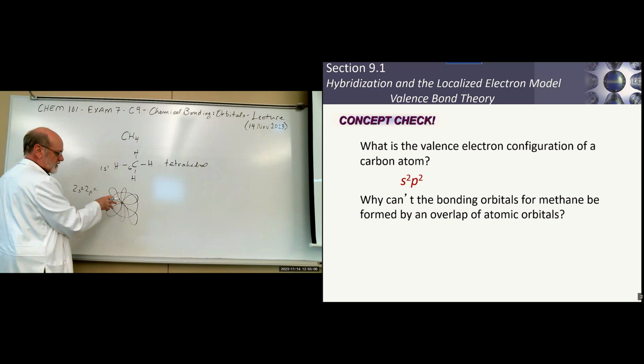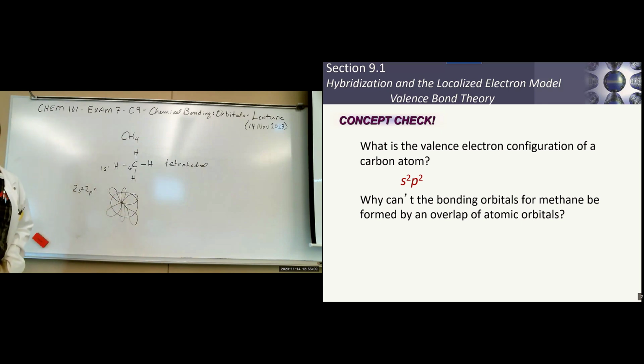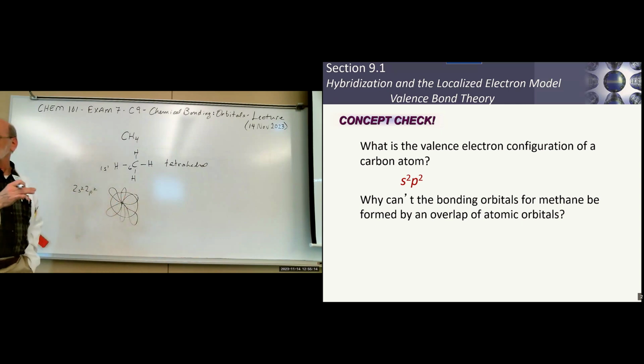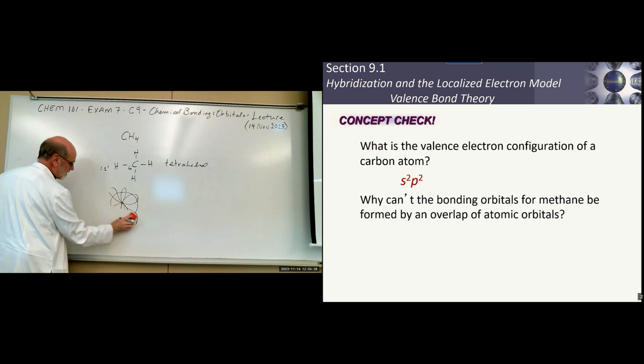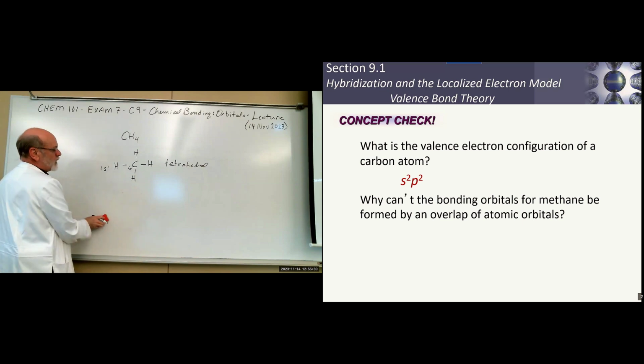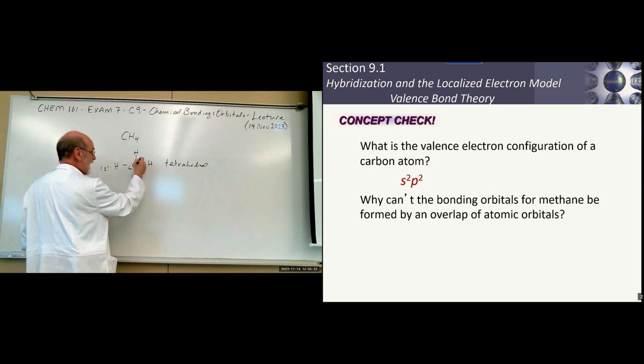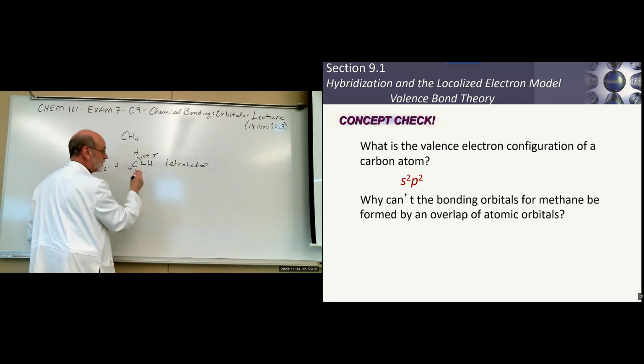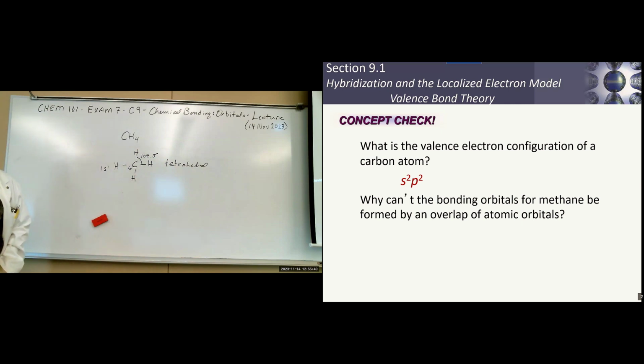So how do you get 109.5 degrees out of some overlapping here and some overlapping here? The answer is you can't. It will not work. So that's a major problem with the valence bond theory and the localized electron model. And we know that these angles are 109.5. Experimental evidence proves it.